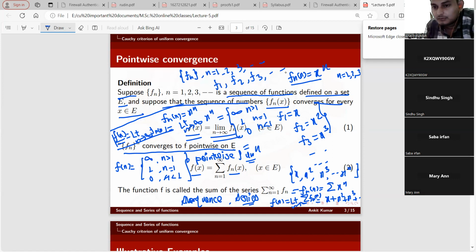Now we will move to the next part of the functions. Okay, so the function f is called the sum of the series. So this is the pointwise convergence.